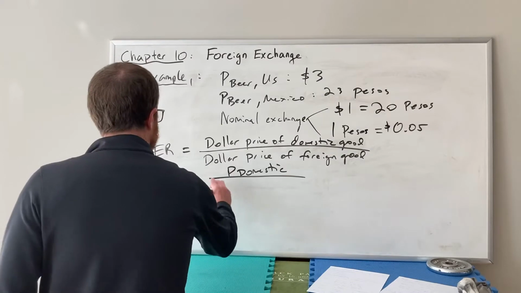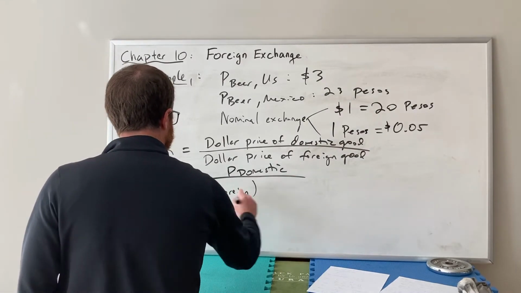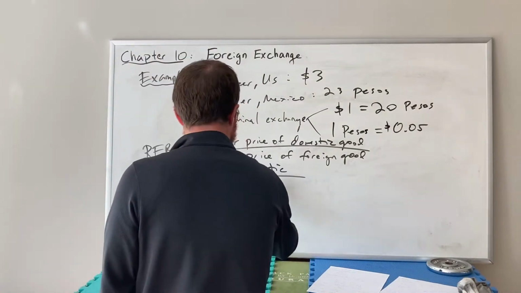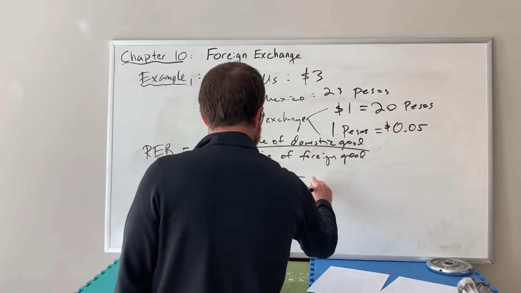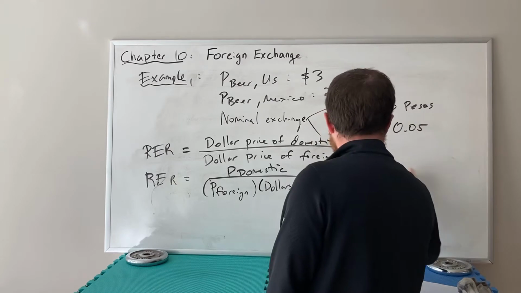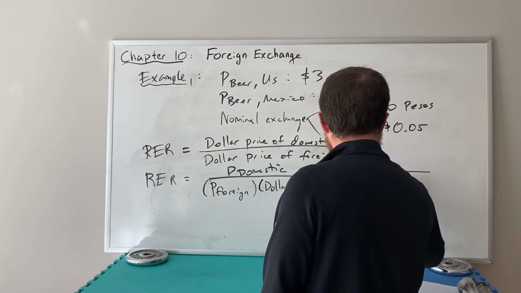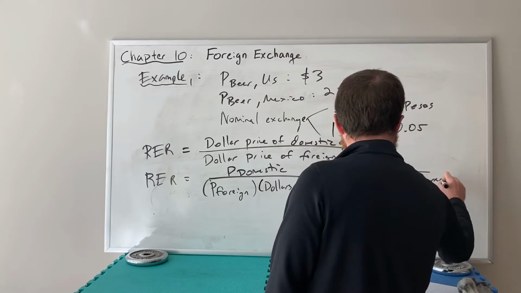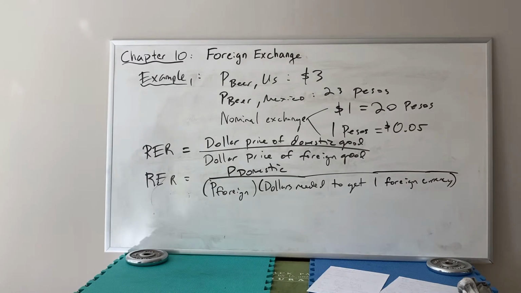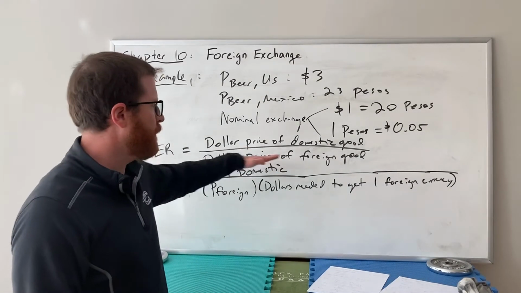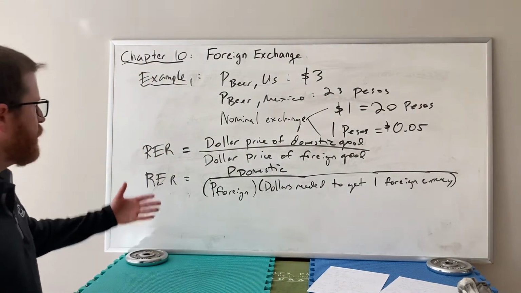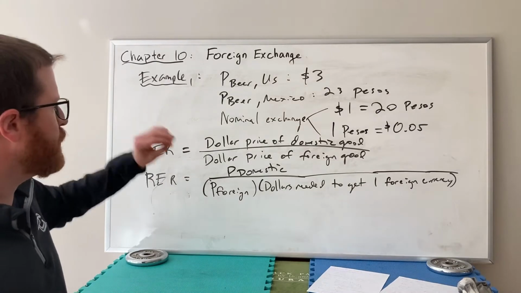So this will be the price for the foreign good multiplied by the dollars needed to get, which is a long expression here, but the dollars needed to get one foreign currency. Okay? So that's an ugly equation, but that's what we need. And again, we're just figuring out the dollar price of the foreign good, but we need to think about exchanging the currency first. Okay?